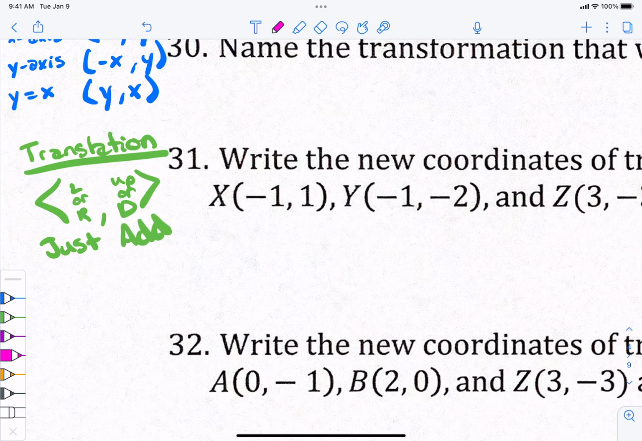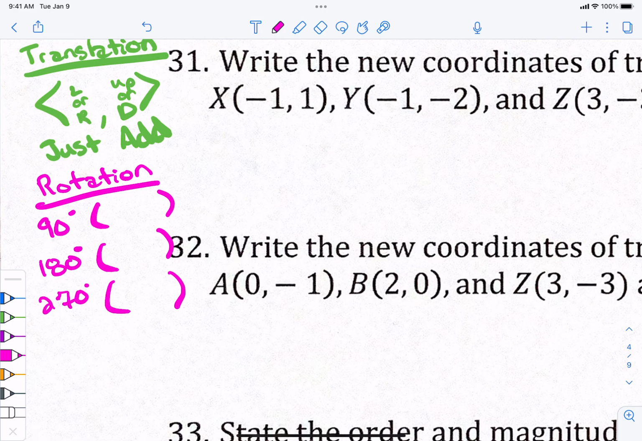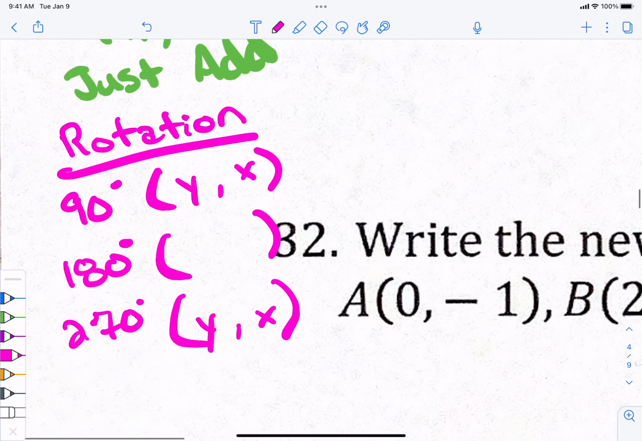Okay? The last one that we had was a rotation, and these were the hard ones. Kind of, maybe, just harder to remember. We had 90-degree rotation, 180-degree rotation, and 270-degree rotation, all of them counterclockwise. That was embedded into the rule. Okay? All right, 90 and 270 are similar to each other in that they flip, right? y, x, but which one becomes negative? For 90, the first coordinate becomes negative. For 270, the second one, because 270 comes after 90, right?